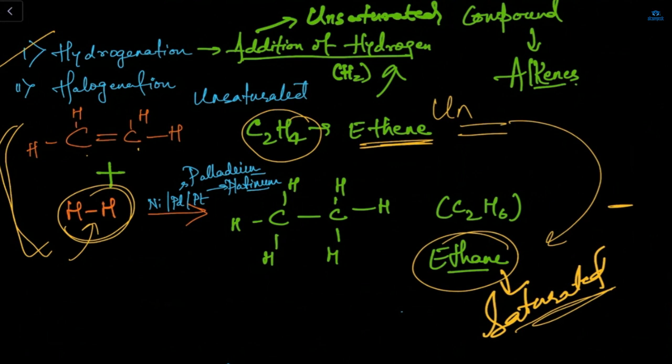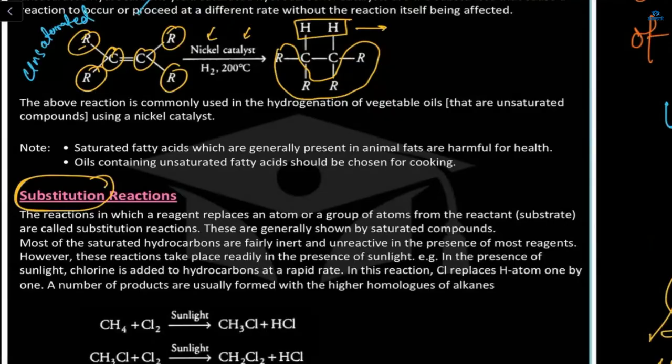This is used for converting fats into vegetable oil. It's used for converting that into one thing... I'm forgetting the term. Hydrogenation, yes, saturated fatty acid. Saturated fatty acids, which are generally present in animal fats, are harmful for health, and oil containing unsaturated fatty acids should be chosen for cooking.